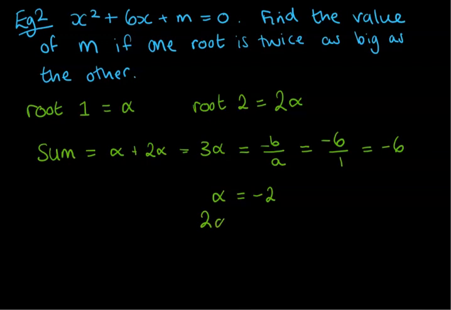Our second root is twice as big, so that is equal to minus 4. So our two roots are minus 2 and minus 4. And then the product will give us the value of m, which is minus 2 times minus 4, which equals 8.